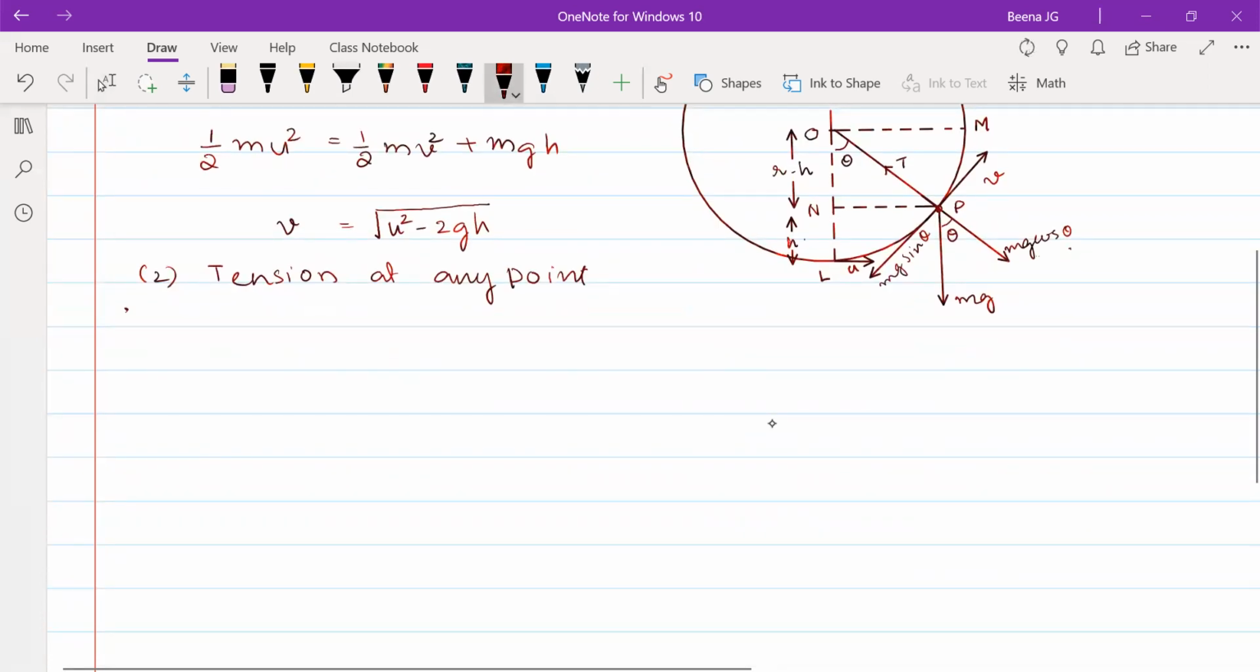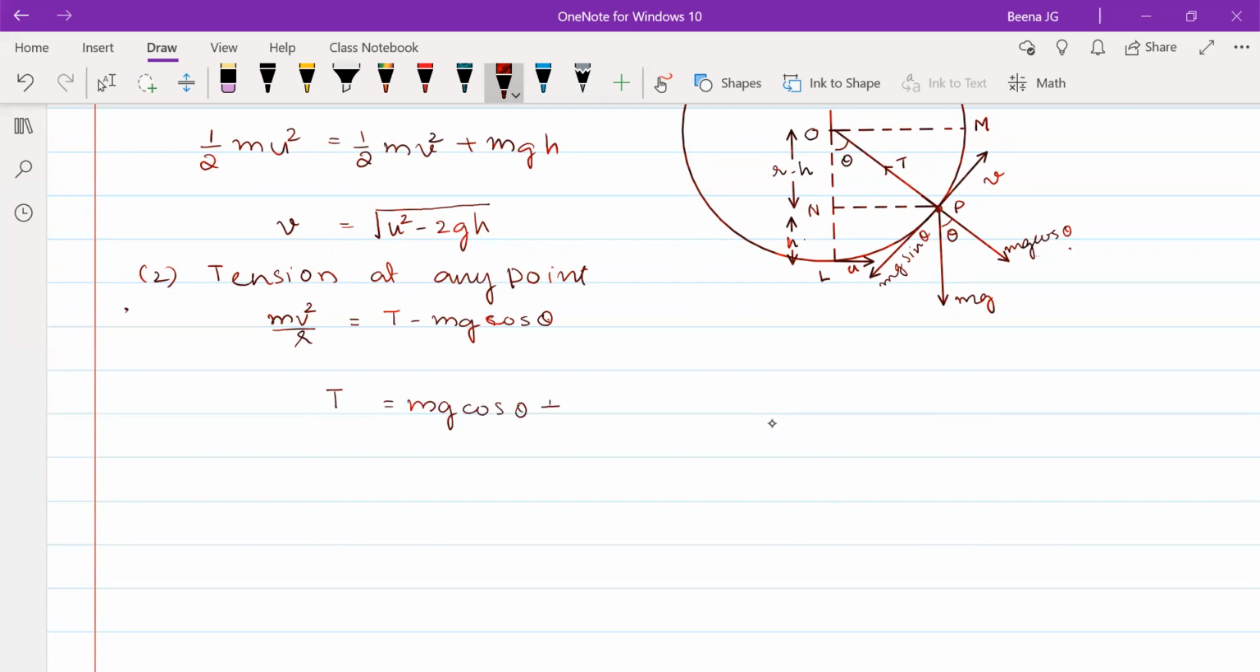So I can write that T minus mg cos theta is providing the centripetal force, which is m v squared by r. Solving this equation, we can write T is equal to mg cos theta plus m v squared by r.